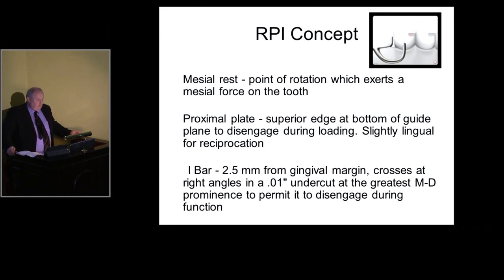Proximal plate. The proximal plate should be slightly lingual, and just the head of the plate should be just at the height of contour, so that as the person bites and this goes down, the denture can move in this direction. The clasp, which is on the mid-facial, as the denture goes down here, the clasp goes down and forward. It is disengaging from the tooth. You never put an I-bar on the distal of the tooth in a distal extension partial denture. Never. It's always mid-facial or mesial.